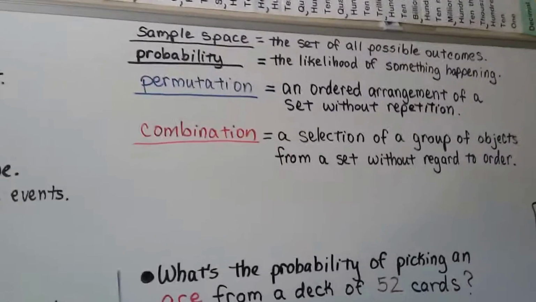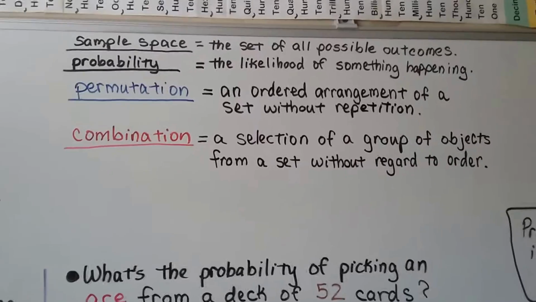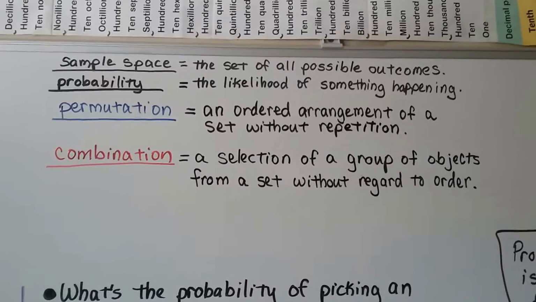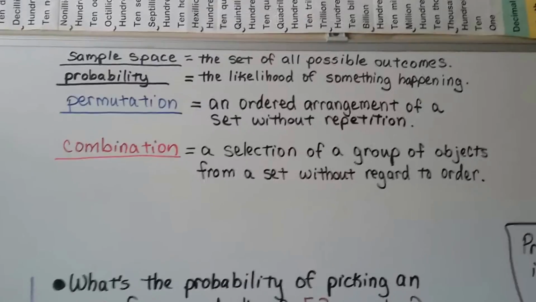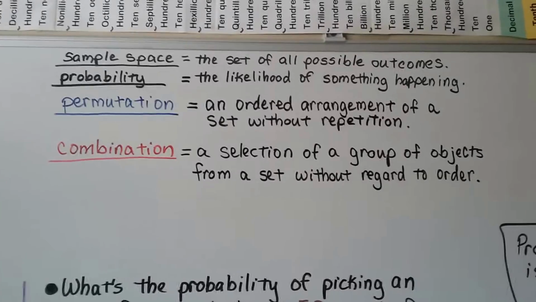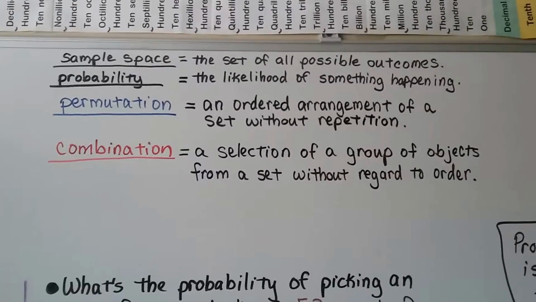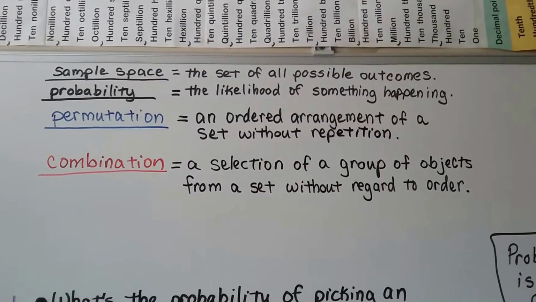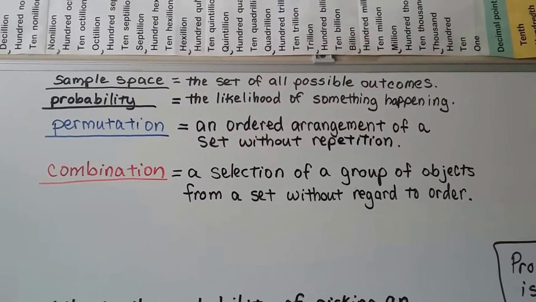And sample space is the set of all possible outcomes, and probability is the likelihood of something happening. I have a more detailed definition in a few minutes. And we've discussed permutations and combinations in this chapter. A permutation is an ordered arrangement of a set without repetition, and a combination is a selection of a group of objects from a set without regard to order.